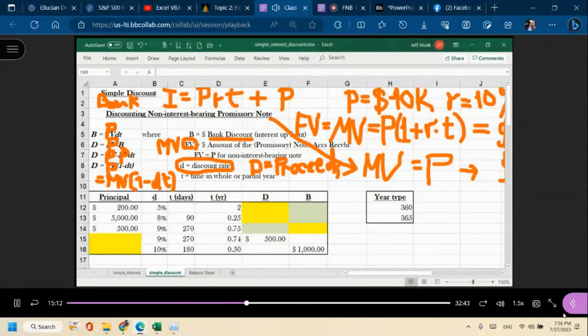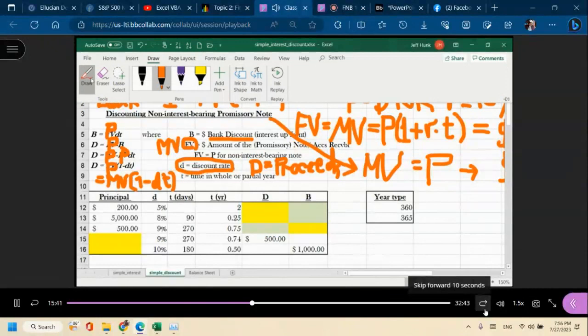Please make it very clear in your mind that FV and MV are the same thing. Maturity value is the future value. If the note pays any interest, then maturity value is the future value. But if the note doesn't pay any interest, then the maturity value is exactly the principal. So now, with that in mind, let's go to this example.